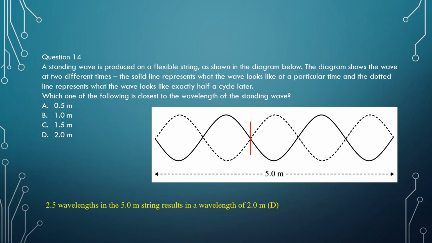2.5 wavelengths in the 5.0 meter string results in a wavelength of 2.0 meters. One wavelength is 5 divided by 2.5, and the value is 2.